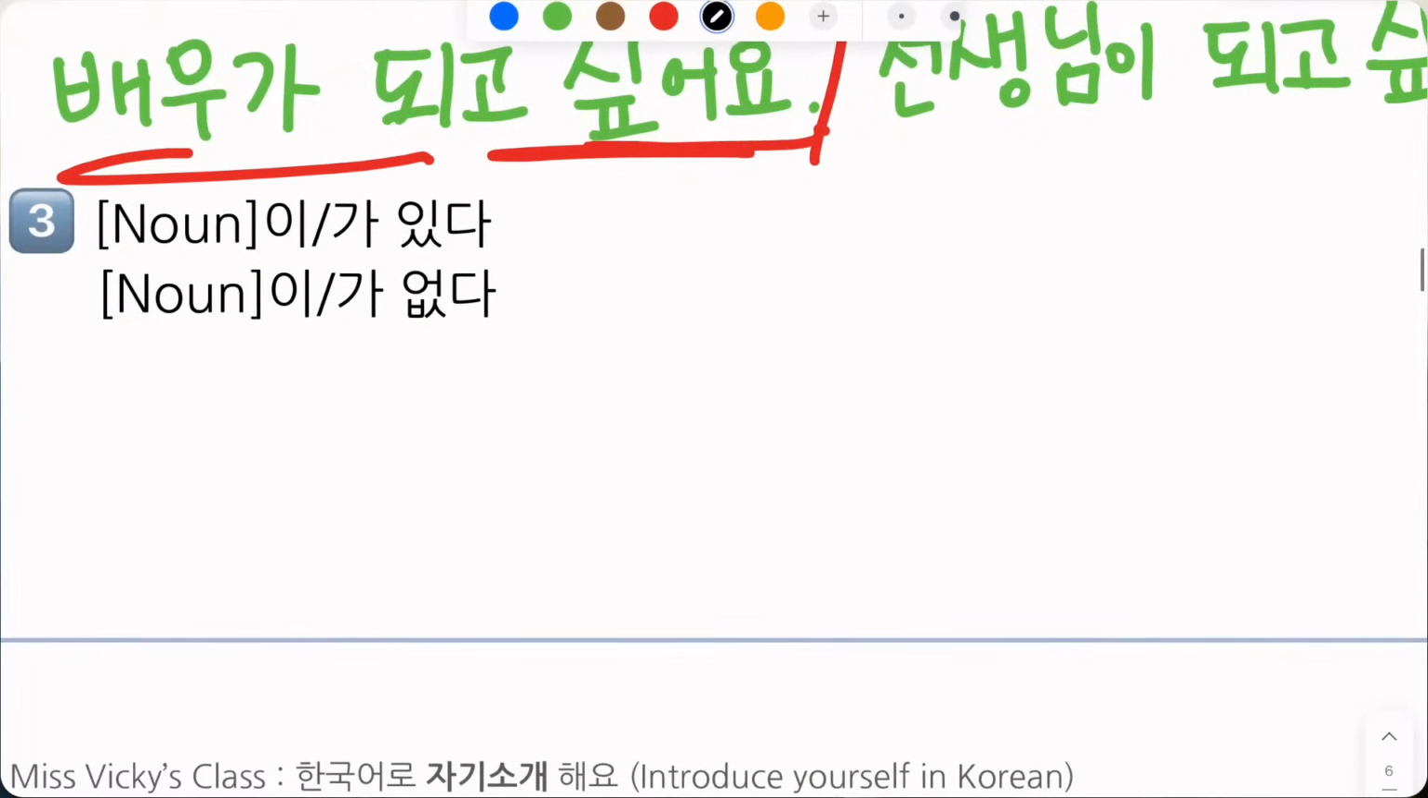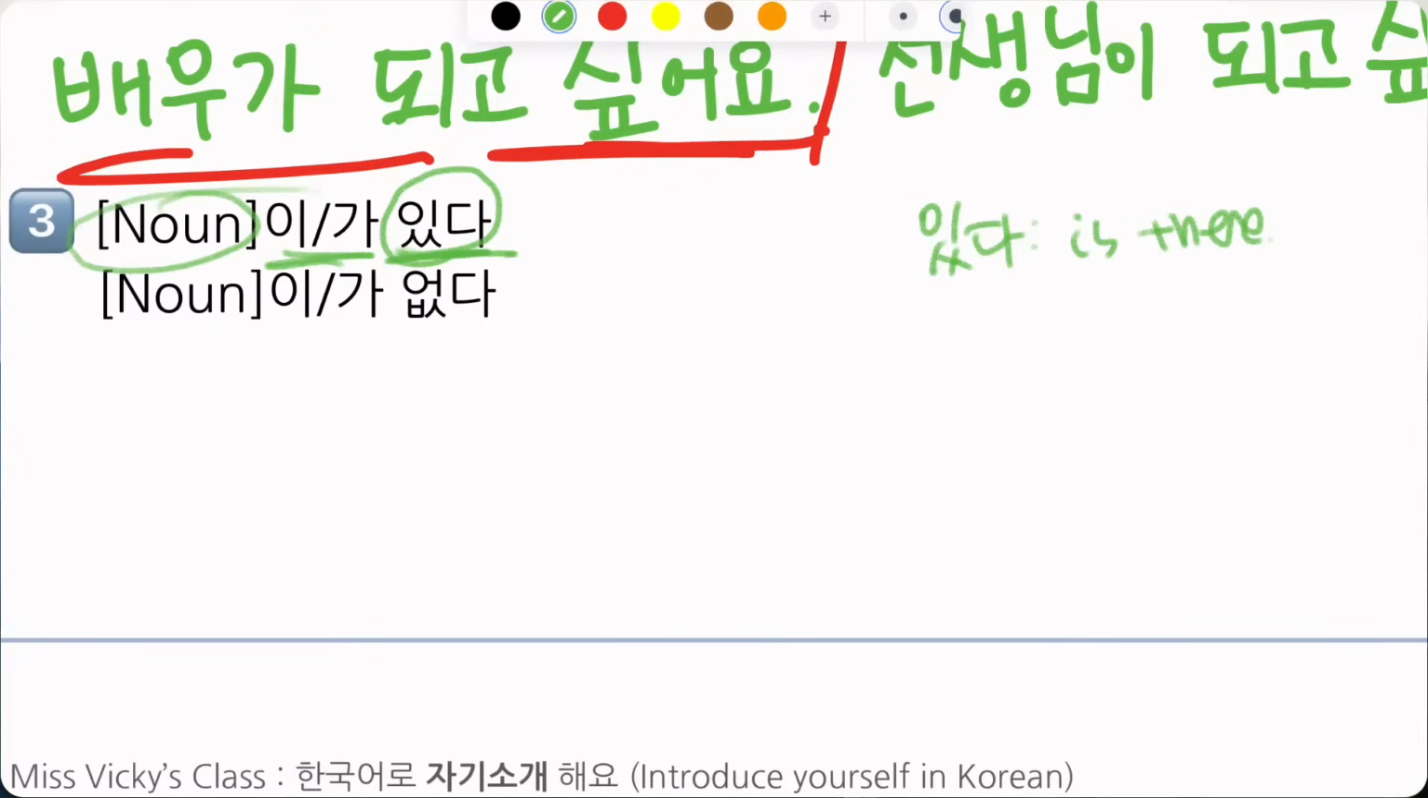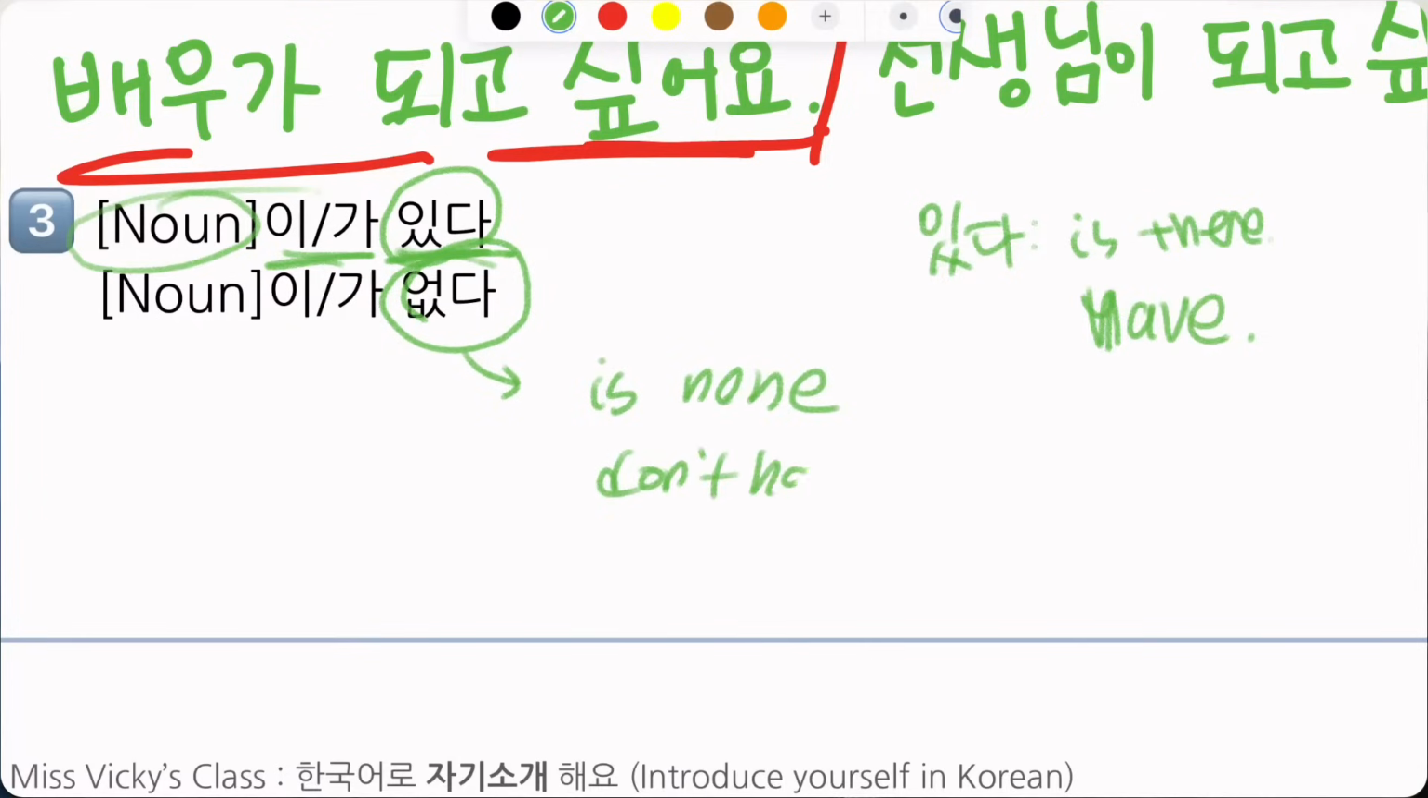직업이 없어요. If you say something 이 or 가 있다, it means you have something. So 있다 always means something is there. It's always positive. It is there, or you have something. Whereas 없다 is always negative. There is none, or you don't have. And note that just like 되다, 있다 and 없다 are also followed by the 이/가 particle, not the 을/를 particle.